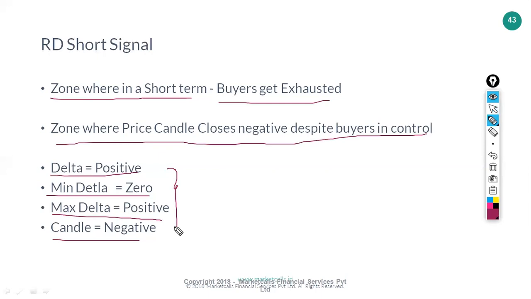To fade all those ABC elongations: whenever a multi-day ABC elongation happens, letter A, letter B, and letter C, when the letter C is breaking out, at the end of the C you see this pattern. One of the candles on a 3-minute chart ends up like an inverted hammer. And from there onwards, if you look into the delta also, you get an RD short signal.